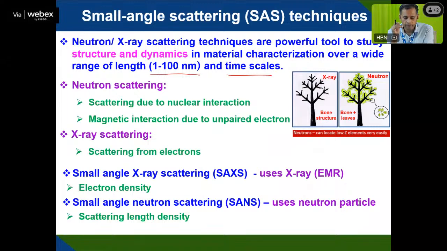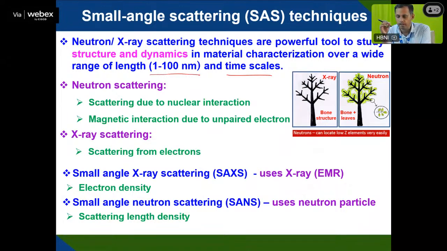and the neutron also has a magnetic component, so we will also have magnetic interaction due to unpaired electrons in the system. In the case of X-ray scattering, the scattering is only from electrons. If you have a high-Z material, we have discussed how the scattering intensity is much higher. Small angle X-ray scattering mainly uses X-rays, that is electromagnetic radiation. It mainly depends on the electron density.